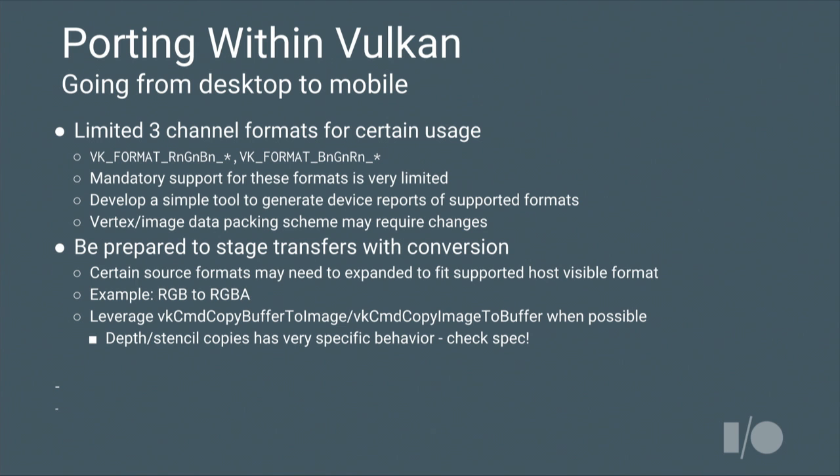Which leads me to the next point: if you're also staging transfers between your host data and your GPU data, you may have to transform the data in the staging. An example of this is, let's say your host format is RGB. On some devices, RGB8 isn't a visible host format. So you may have to transform that to RGBA, copy it to the Vulkan memory as RGBA, and then do the conversion inside of Vulkan. The other way to work around this is to do a direct copy from buffer to image, using vkCmdCopyBufferToImage.